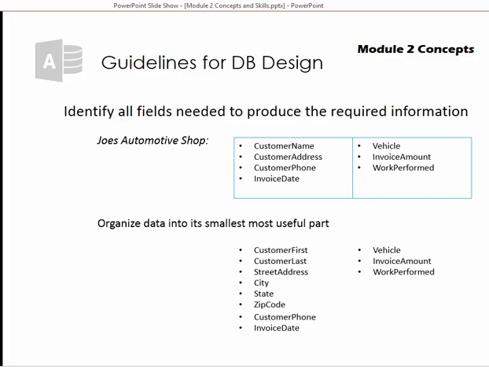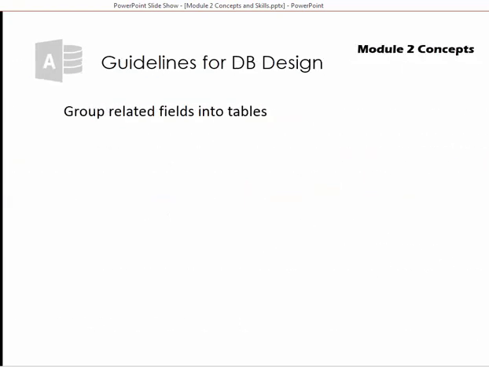Looking at the other fields, we could also make an argument to separate the vehicle field into separate parts, such as make, model, and year, which again, as a general rule, should be done, but for simplicity's sake, we'll leave that field as is. With our data now organized into its smallest, most useful part, we end up with 10 fields for our database: customer first, customer last, street address, city, state, zip code, customer phone, invoice date, vehicle, invoice amount, and work performed. So once our data is organized, the next step is to group related fields together.